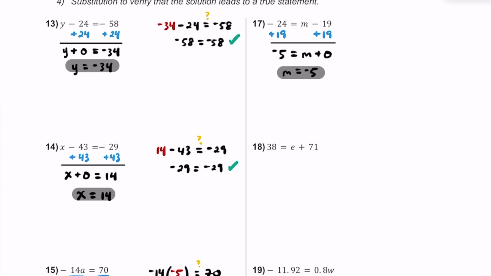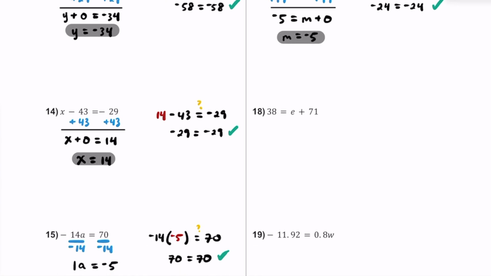Now, how do you substitute to check? Let's take this negative 24 and set it equal to negative 5 minus 19, since we think m is negative 5, and see if this is true or not. Keep the negative 24 on the left side, and negative 5 minus 19 is negative 5 plus negative 19, and that is negative 24. So surprise, surprise, this does work. It's good to check. Obviously, these are all working out because we're doing them together, but you might make some mistakes on your own sometimes, so it's always good to check to make sure.